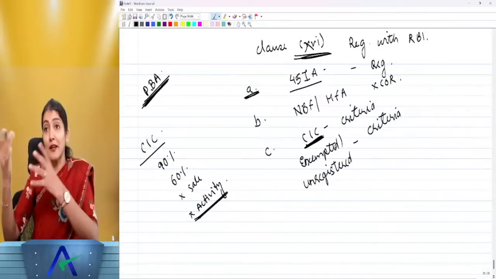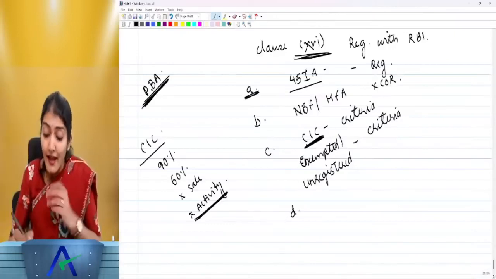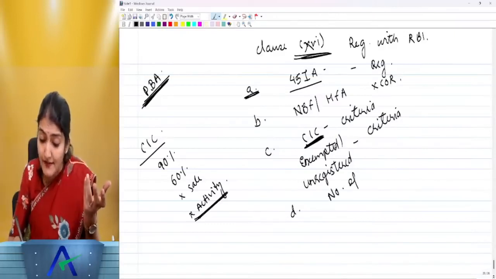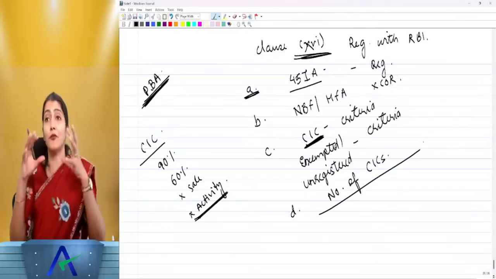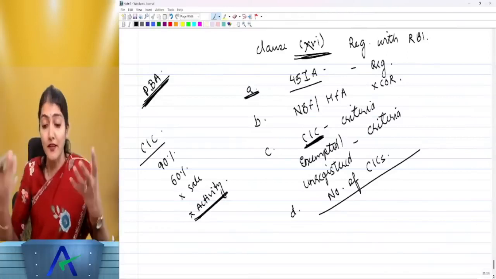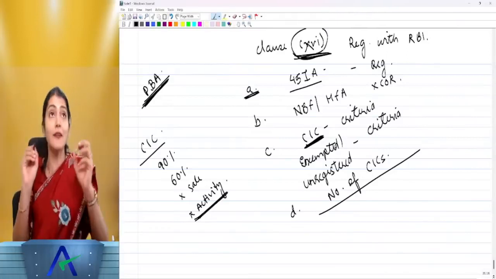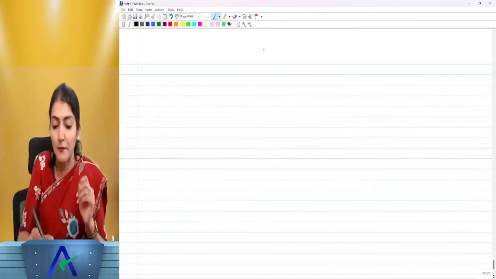And then, does the core investment company have access to public funds or not? And if there are a number of CICs which are part of the group, then indicate the total number of CICs which are part of the group. So that is clause 16, which is regarding the registration with the RBI, right?